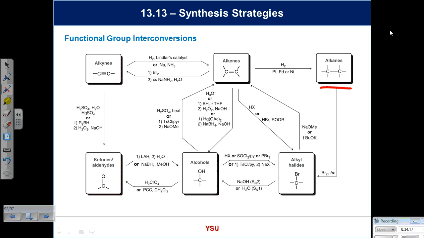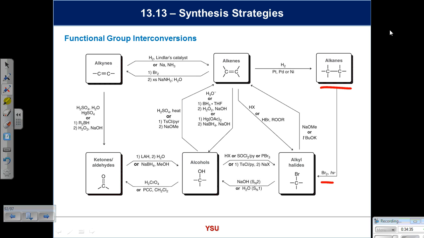And they're not much fun because you can burn them, they can propel your car, but they don't do much chemistry. So you need to put something on there to be able to make them do chemistry. And one of the key features from last term was to be able to activate them as alkyl halides. That's key.